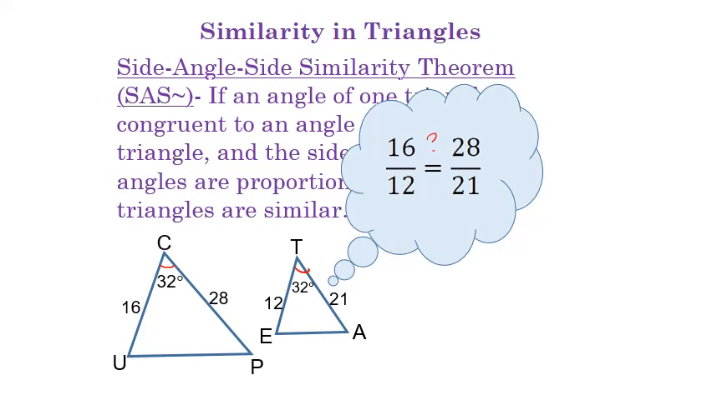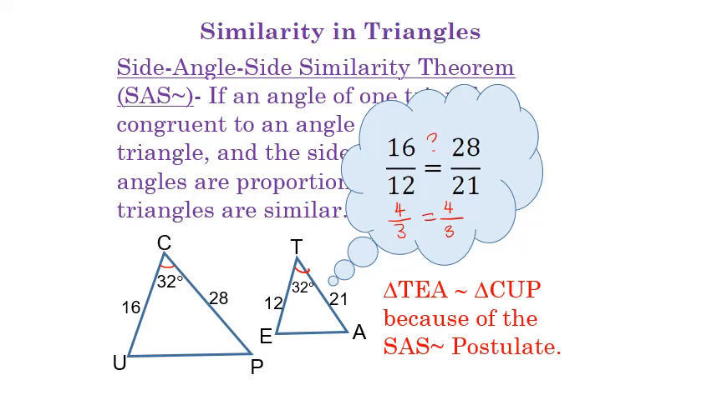Well, if we reduce 16 over 12, we can take a 4 out of both, right? So that leaves me with 4 over 3 if I reduce the fraction. And with 28 over 21, we can take a 7 out of both. 28 divided by 7 is 4, and 21 divided by 7 is 3. So those two things are equal to each other, and so our two triangles would be similar. Triangle TEA is similar to triangle CUP because of the side angle side postulate. And we also note that our scale factor is 4 to 3.